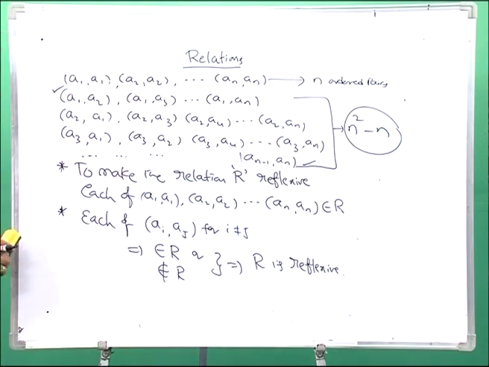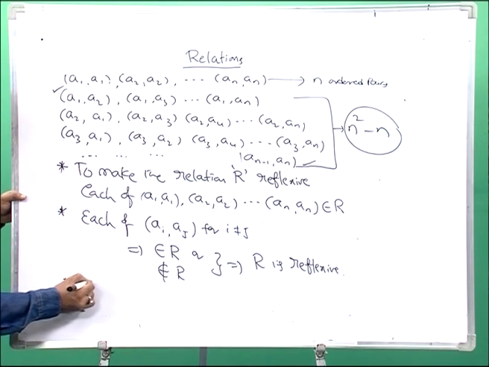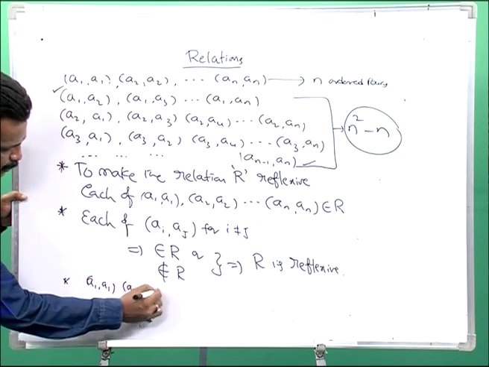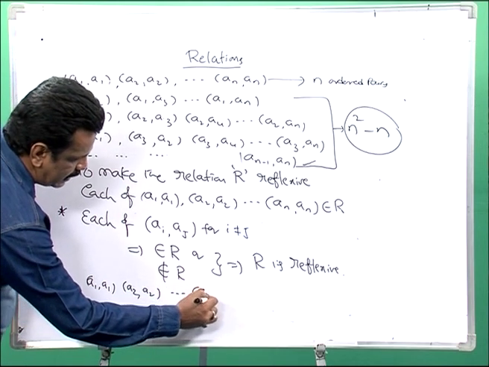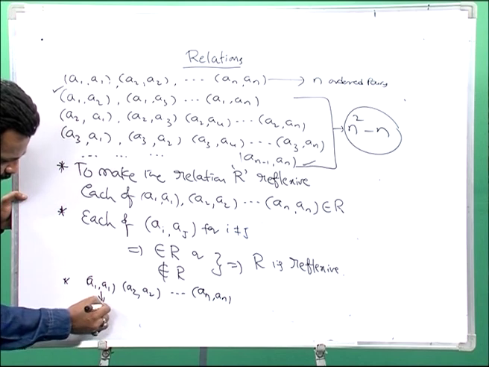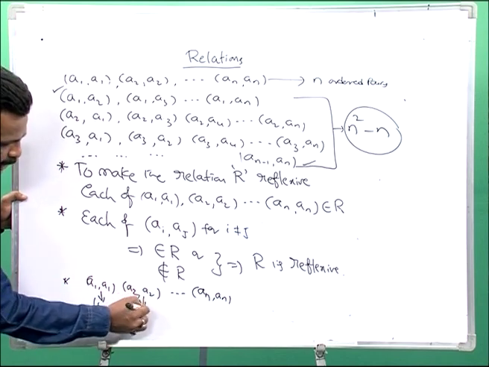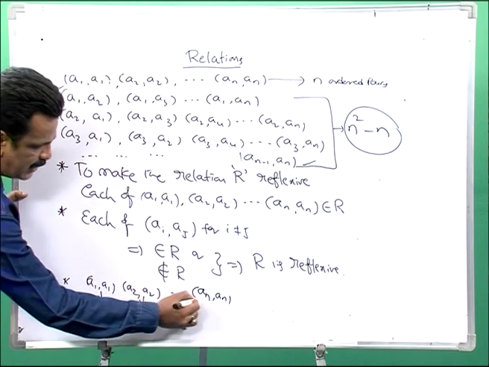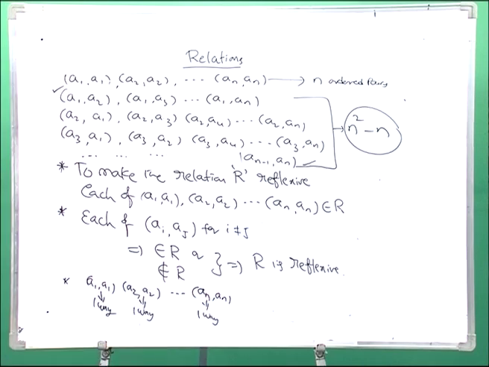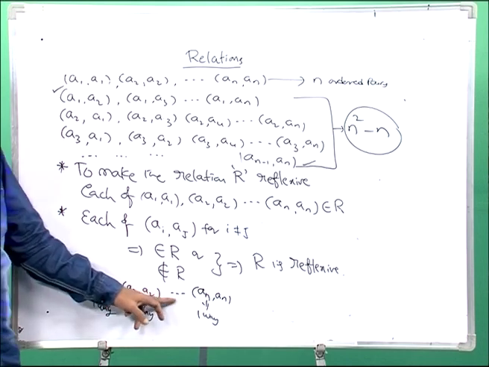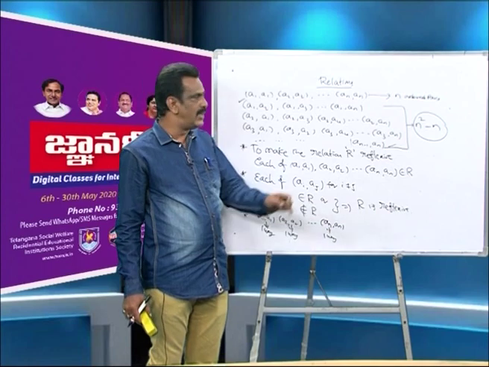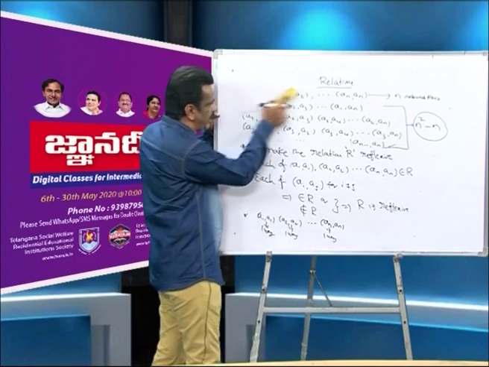So applying these two by the fundamental principle of counting, I am writing here A1 A1, A2 A2, and so on AN AN first. For A1 A1 there is only one way, it must be in the relation. For A2 A2 only one way, it must be in the relation. Even for AN AN also only one way, it must be in the relation. Every ordered pair written here must be in the relation to make the relation R a reflexive relation. Now, what about the remaining part?